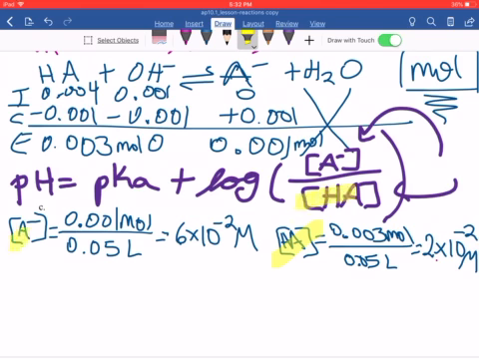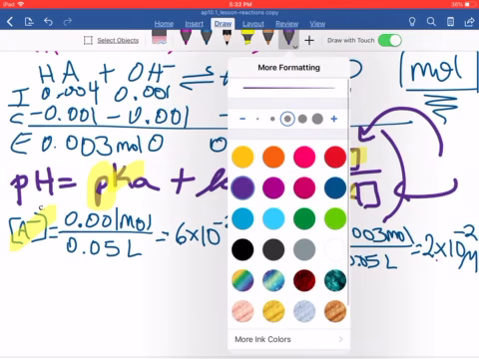Right, so now we have the concentration of acetic acid, or the weak acid, so we can plug that in. We have the concentration of acetate, or the conjugate, so we can plug that in. We have the Ka, and we know that pKa, anytime you have a P, is just the negative log. So let's go ahead and plug that in right now.